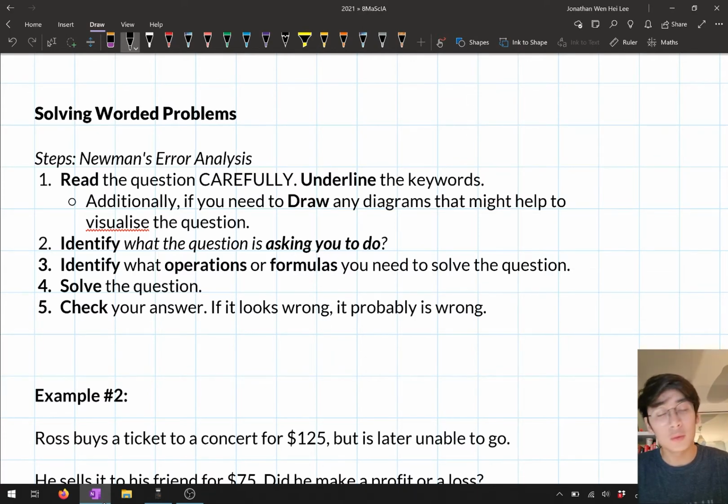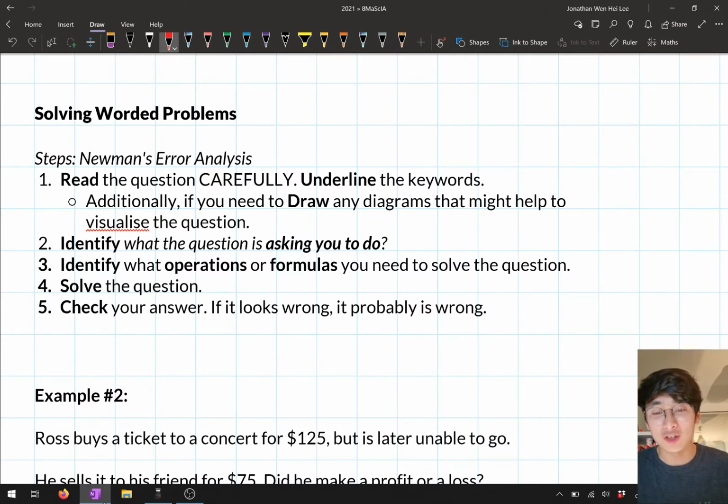So step 1, what we want to do is read the question carefully. If you don't read the question carefully, you're not going to know what you're going to be answering. The second thing is, as we are reading, we want to underline a few keywords. What information is important to help us understand and answer the question? Additionally, this is not going to be super relevant for this particular topic, but just in general, my additional hint is if you need to draw any diagrams that might help you visualize the question, I recommend you draw those diagrams as well.